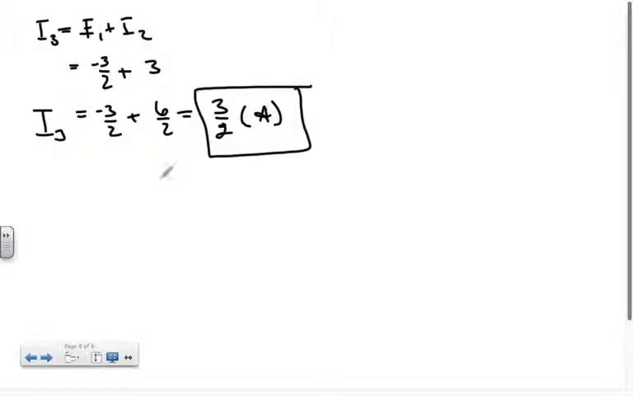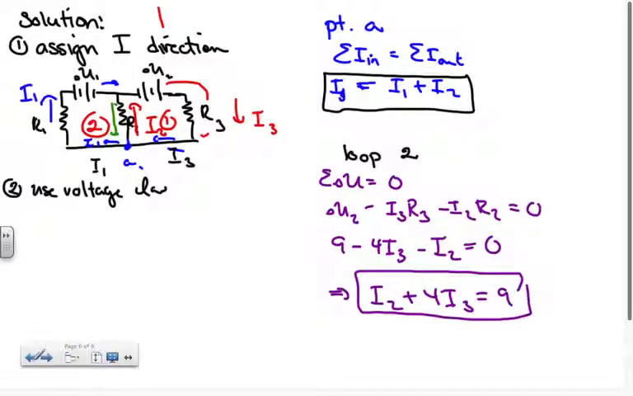Okay. So now that we figured out the current at each resistor, go back, look at the I3 here, it is 3 halves of an amp. The positive direction. This one here is 3 amps. And then this one's also, this is negative 3 halves amps. Okay? So far so good.